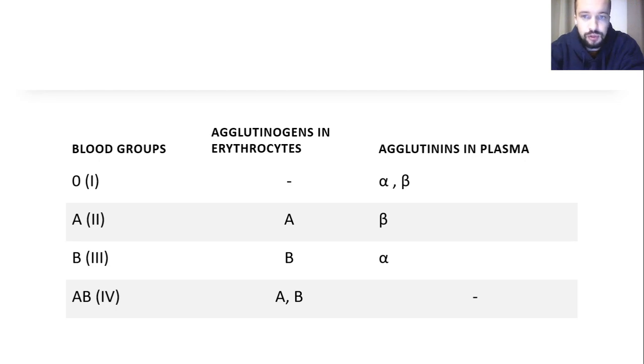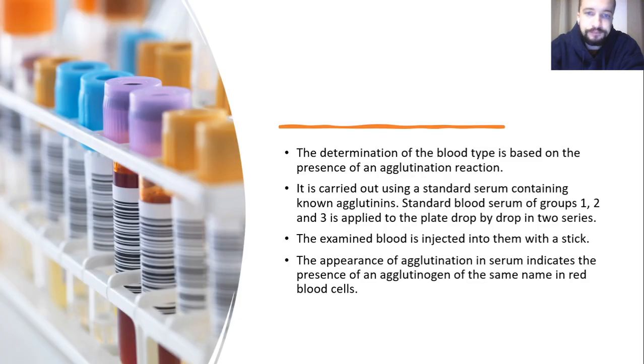What about antibodies in the plasma? You see that in the first group we have alpha and beta. In the second group we have beta, and the third group has alpha. Yes, they change, and you need to remember that. In the fourth group we haven't got antibodies.